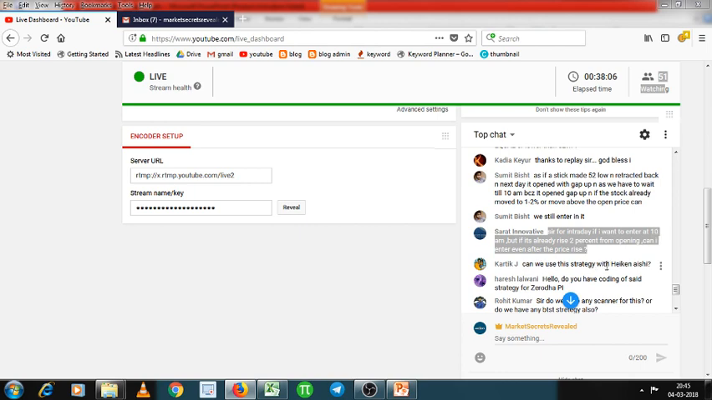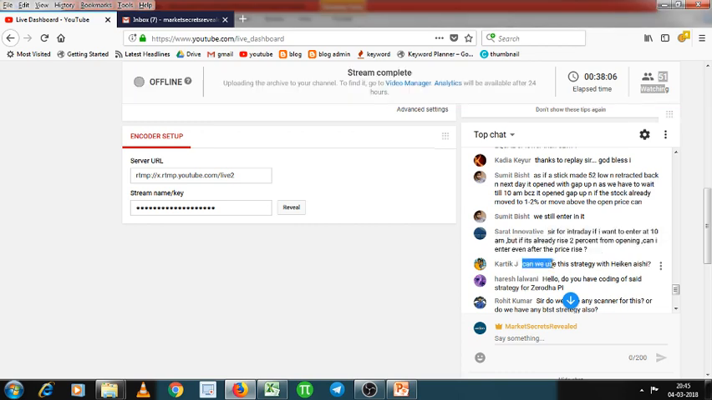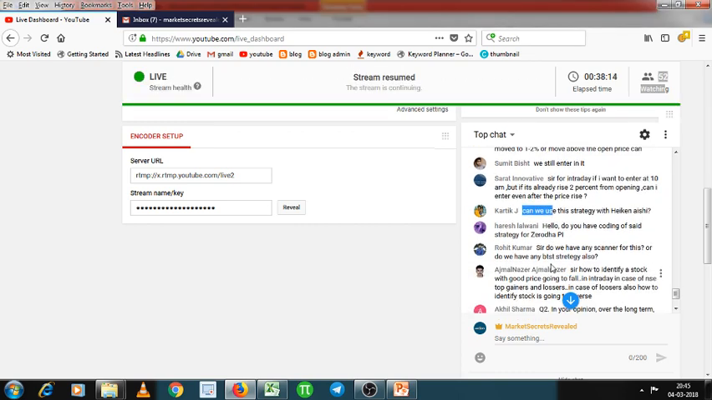Can we use another strategy along with this? You don't have to go for any other strategy along with this. This will work like a charm as a standalone strategy. Do you have a coding of such a strategy for Zerodha Pi? No, I don't have a coding for this particular one in Zerodha Pi. You are very welcome to develop it, Harish, and if you have done it, please do let me know. Maybe you can share it with the fellow followers here. Thanks for bringing that up, Harish. Do we have any scanner for this? The scanner for this is already provided in the description section of that strategy video itself. So you can go ahead and download it.